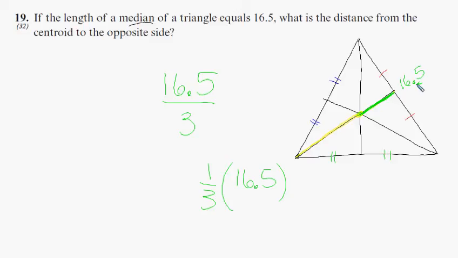So 1/3 of 16.5, which is where my 16.5 divided by 3 came from, is what's going to enable you to find that value. And I'm going to let you do the math on that. I'm not going to give you the answer.